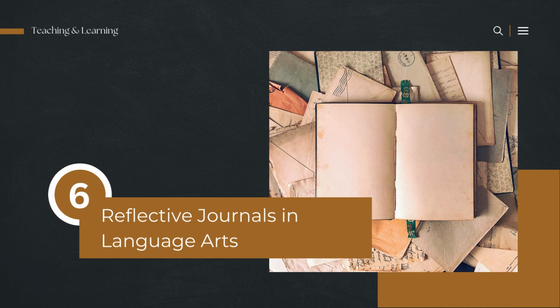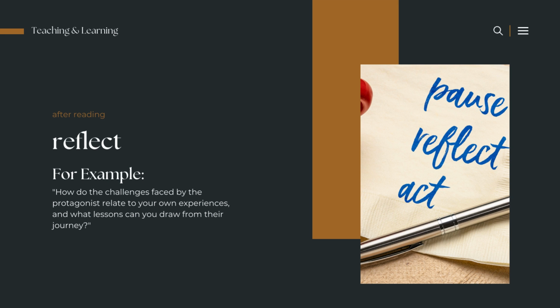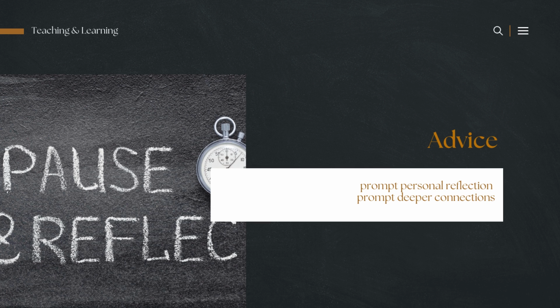6. Reflective journals in language arts. Let's look at an example. Maybe you've read a novel. Then you can ask the students to reflect in their journals with questions like, how do challenges faced by protagonists relate to your own experiences? Or, what lessons can you draw from their journey? When you're using open-ended questions, you need to prompt that personal reflection. Give people time to make those deeper connections with the text.